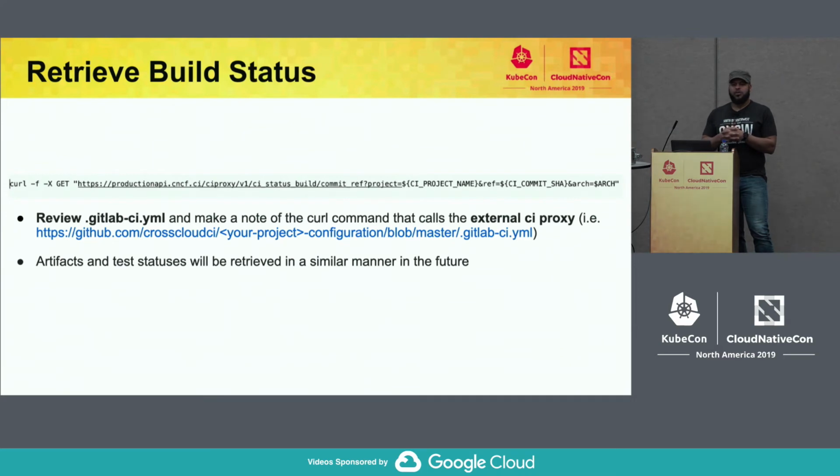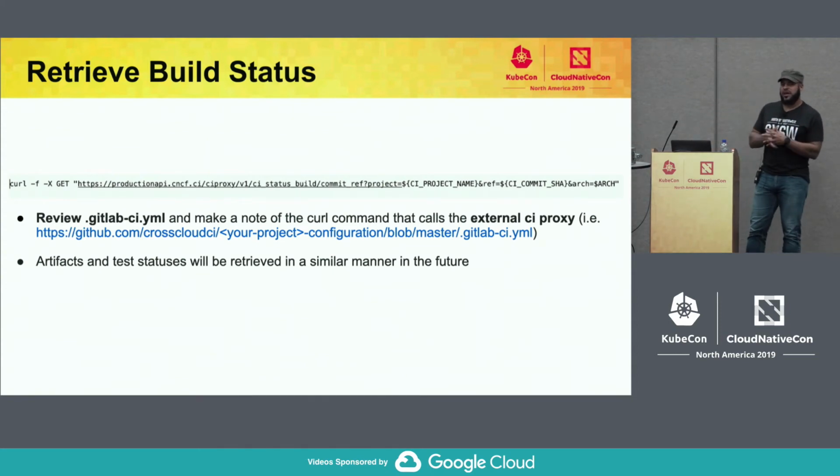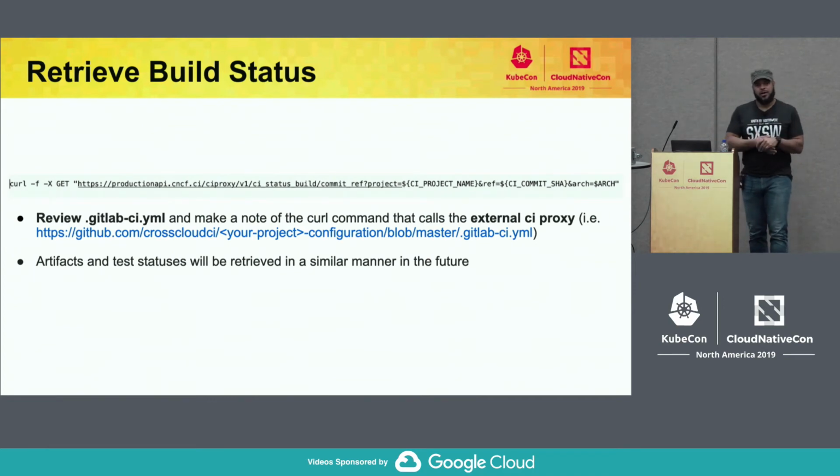What we have in there is a curl command to the external CI, what we call the external CI proxy tool. It's just going to be a curl command that we have in there. It goes ahead and gets the build status from your CI tool. In the future, maybe before the end of the year, we're going to have the ability to get the artifacts from your CI tool. Hopefully you're exposing artifacts, and then also the test statuses.